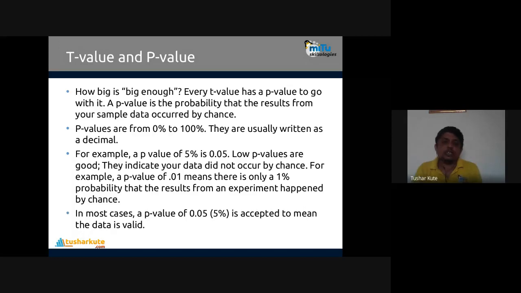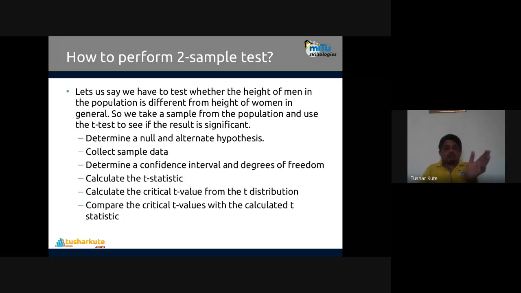Remember, this is what the concept of p-value is, the probability value, which you connect with the t-value present here. So in most cases, the p-value is 0.05, that is 5% actually. The probability value accepted to mean the data is valid means it's repeatable only by 5%. If it is 1%, repeatable only by 1%. Fine. Sorry, experiment happened by chance. That's what the value is there. Yes, this is how the t value and p value are considered.